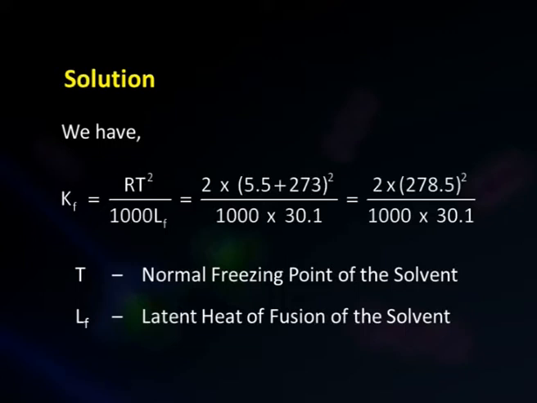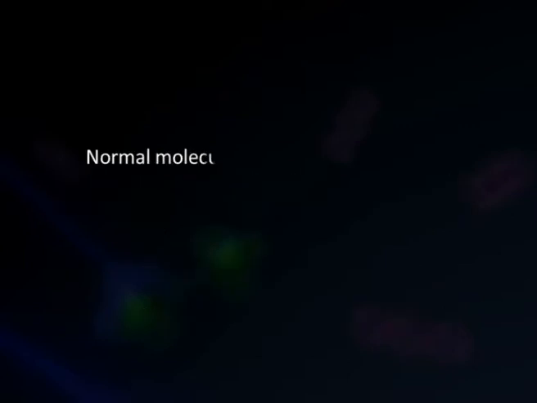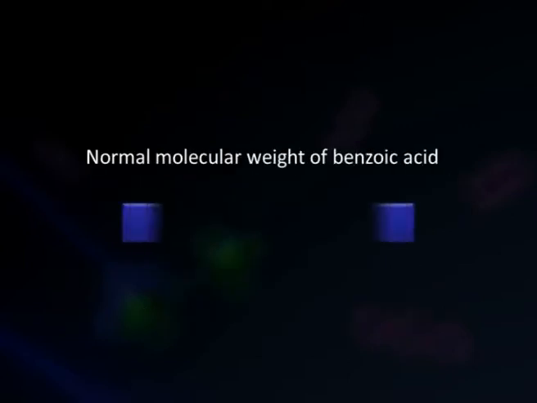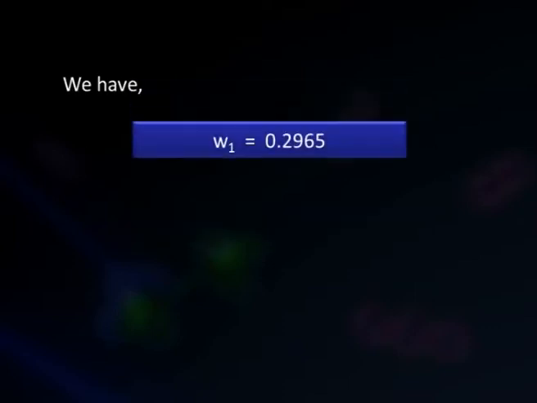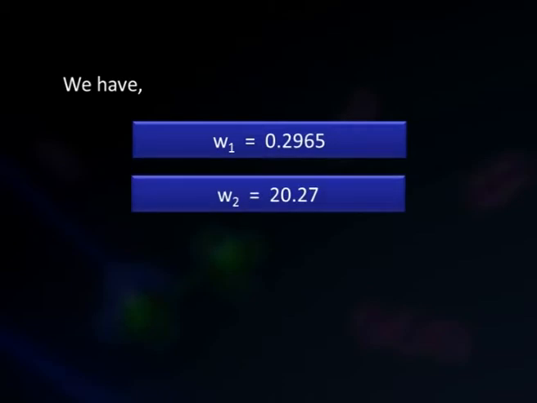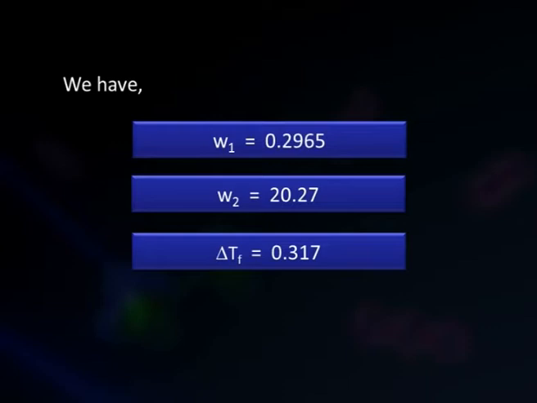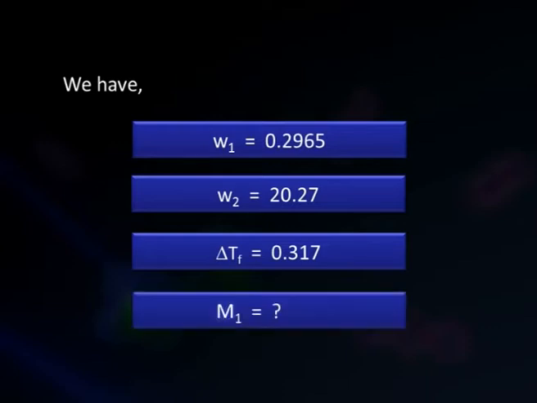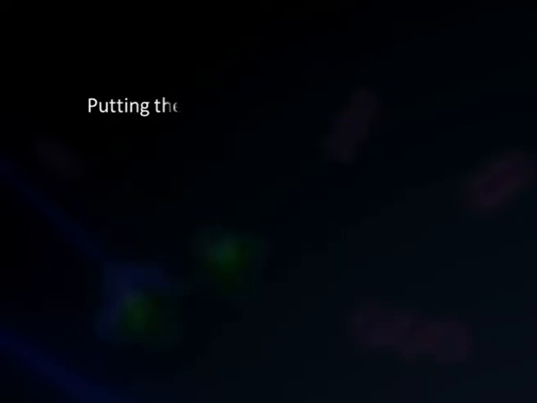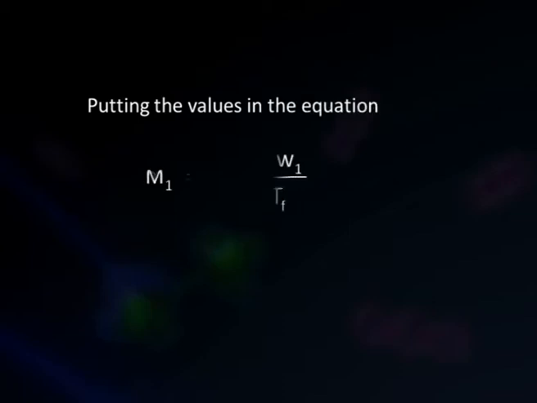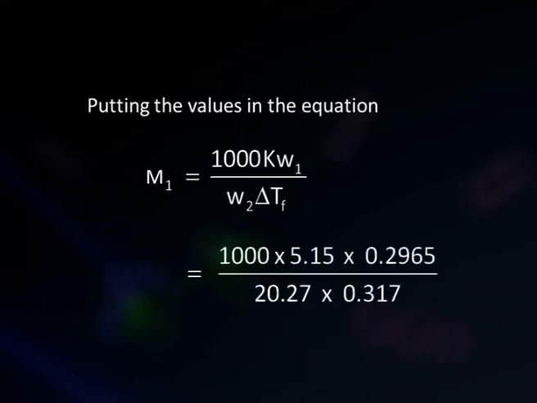Putting all the values, we will get Kf for benzene. Normal molecular weight of benzoic acid is 122. We have W1 equal to 0.2965, W2 equal to 20.27, delta Tf equal to 0.317 and M1 we have to calculate. Putting the values in the equation, M1 equal to 1000 Kf W1 upon W2 into delta Tf, we will get the value of M1.